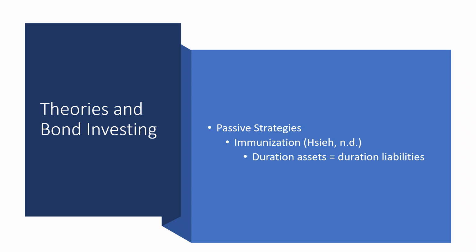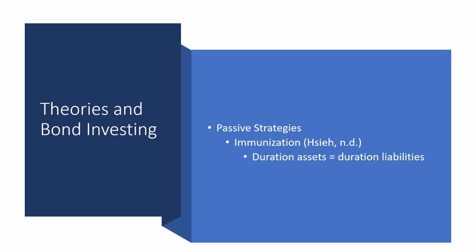The liquidity preference, the expectations, and the segmented market hypotheses have been used to generate predictions and theories that can be helpful in bond investing by providing insight into general investor decision making, resulting in systems for delivering optimal risk versus return, passive and active strategies. Passive strategies for bond investing and portfolio management include immunization, buy and hold, and indexing.